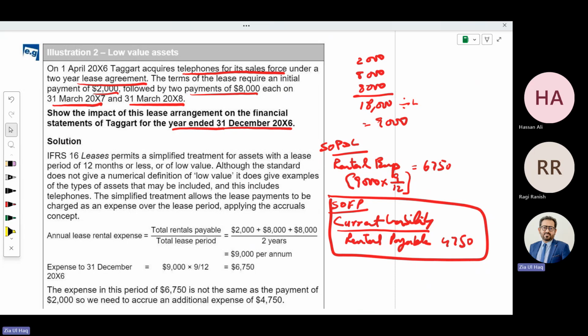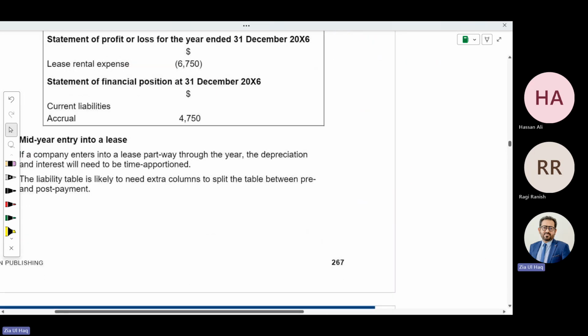4,750 you record as current liability, because we have paid 2,000. The expense for the year is 6,750. And will we record the 8,000 payments? No, no, because we are not treating it as a lease. Every year we need to record rental expense only. As this rent expense is not paid during the year, that's why we have recorded the liability. If it was paid, there is only one accounting. Can you understand this? Yes.